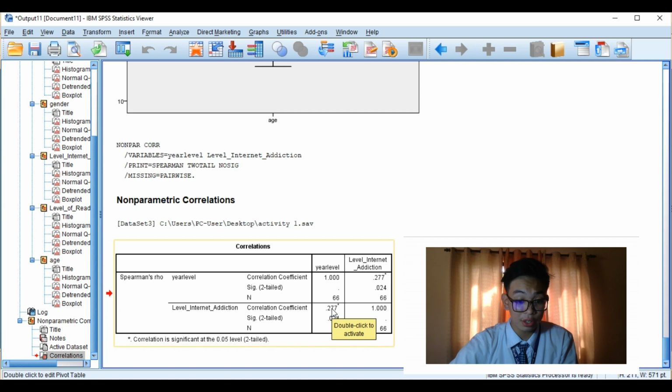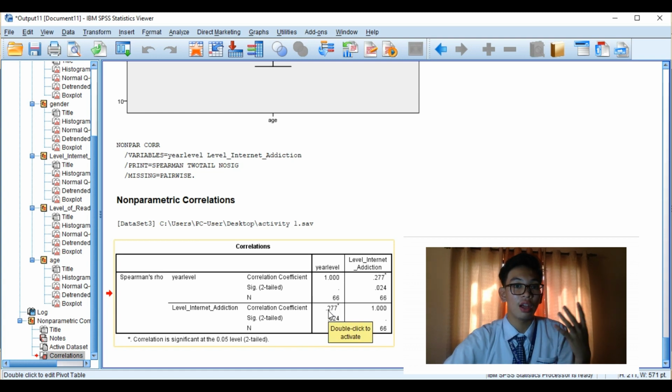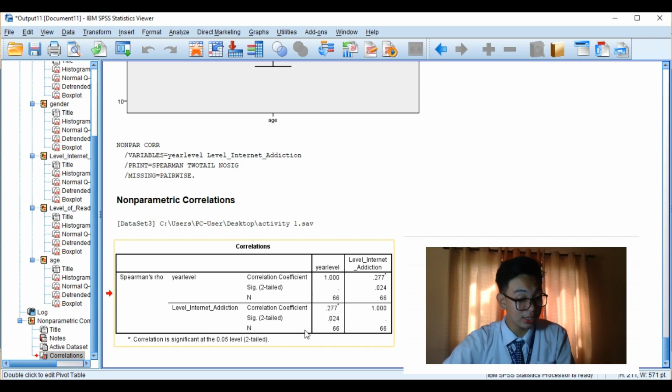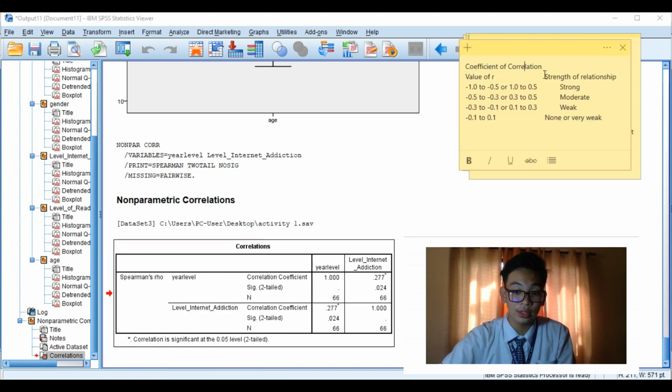What's the difference between the p-value and r value? The p-value would indicate if the relationship is significant or not. However, if the relationship is significant, the r value will indicate if the relationship is strong, weak, moderately strong, moderately weak, or whatsoever. So if the coefficient of correlation is -1 to -0.5 and 1 to 0.5, that would be a strong relationship. For the positive, that would be a strong positive relationship. For negative, a strong negative relationship.